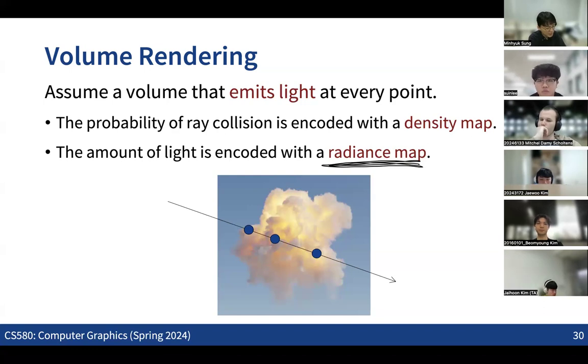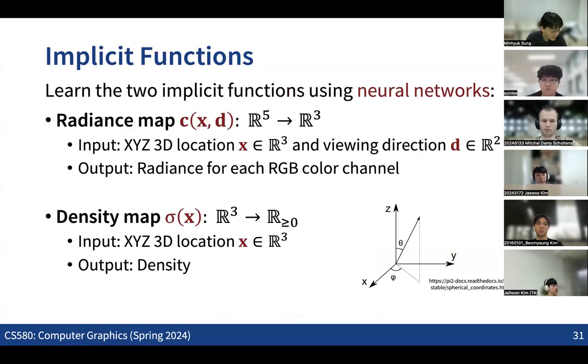So we have another map, which is the density map. These two pieces of information, the density map and the radiance map, are something that we are going to represent as implicit functions. And these implicit functions are represented as neural nets. So we have two neural networks describing these two implicit functions.